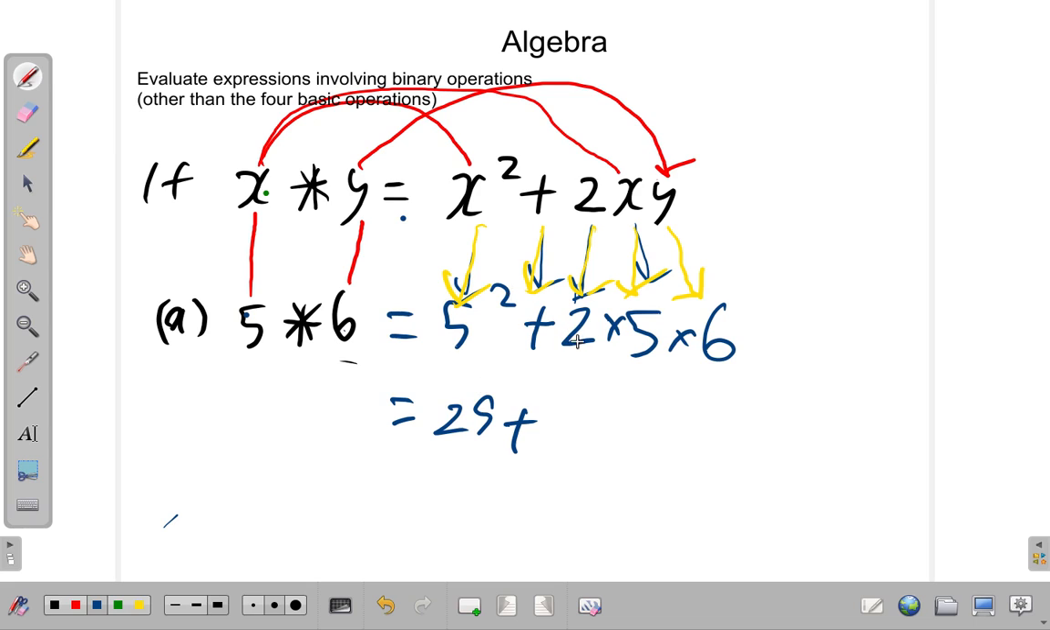5 squared is 25 plus 2 times 5 is 10. 10 times 6 is 60. So you put them all together and say 60 plus 25 is 85. Alright? So that's how you deal with these new binary operations. You may see questions like these in your final exam as well.